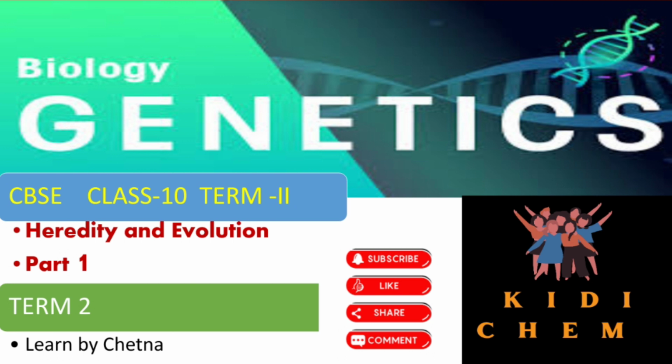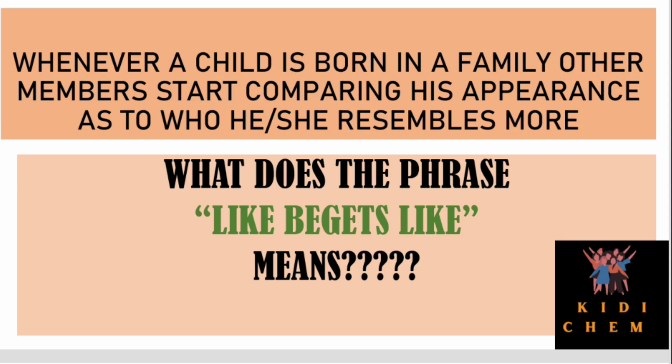Class 10, Chapter Heredity and Evolution. Like begets like. What does it mean? It means a phenomenon of inheritance in which the transfer of genetic characteristics takes place from the parents to the offspring through heredity. Whatever characteristics you have, which may resemble either of your parents, either your father or mother, are inherited from them to you.